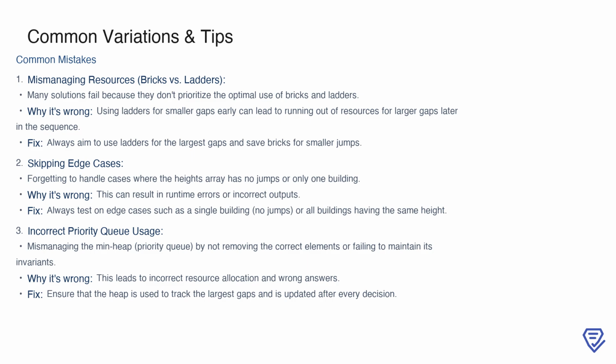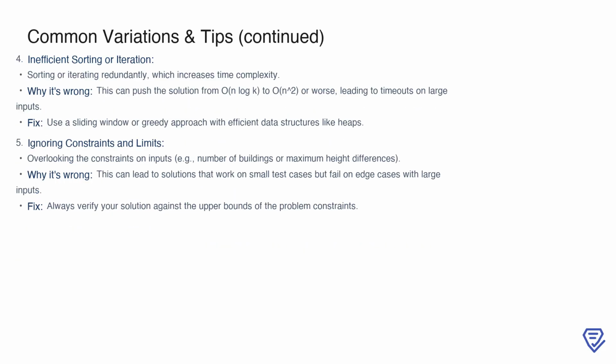Lastly, incorrect usage of a priority queue, such as not removing the correct elements or failing to maintain the heap's properties, can lead to misallocated resources and wrong answers. To avoid this, ensure your heap always tracks the largest gaps and updates correctly after each decision. Now, let's discuss a few more pitfalls.